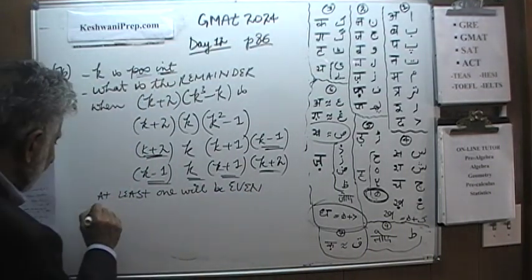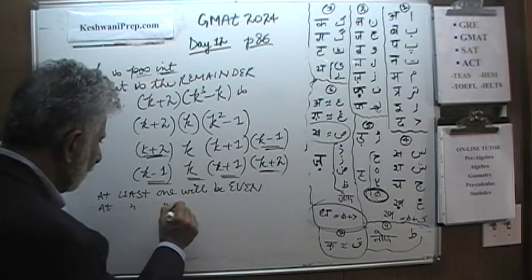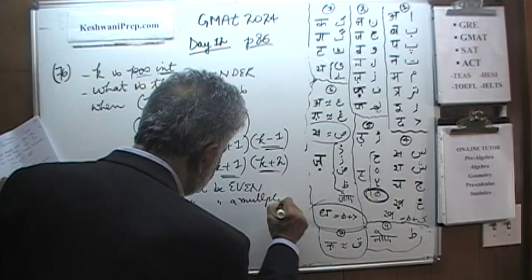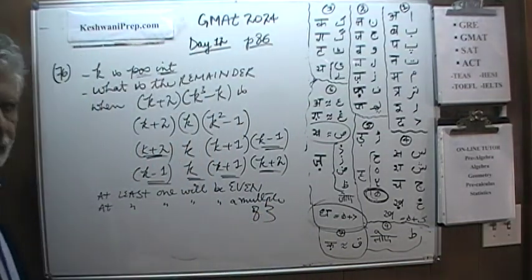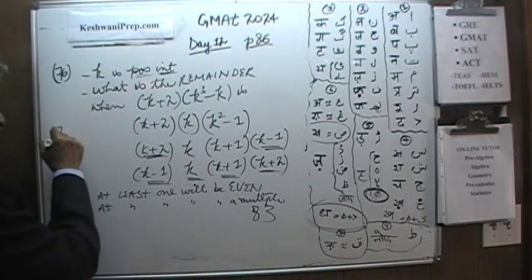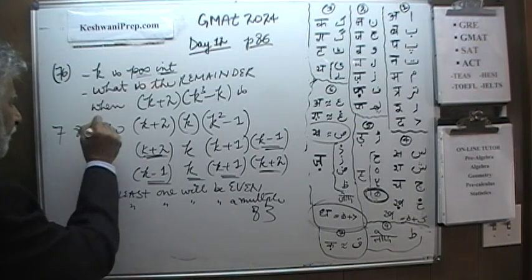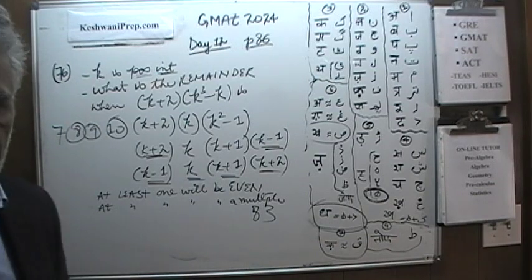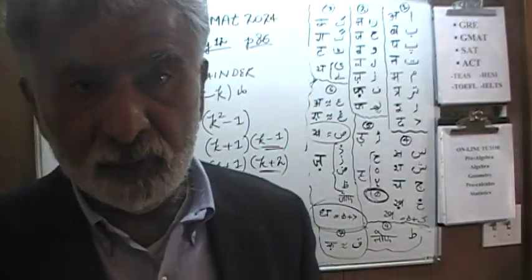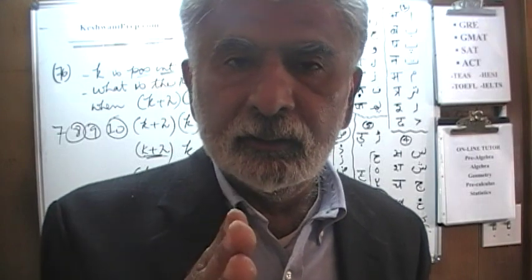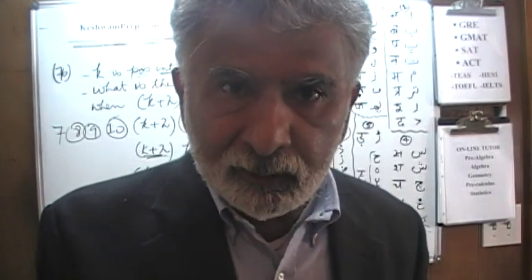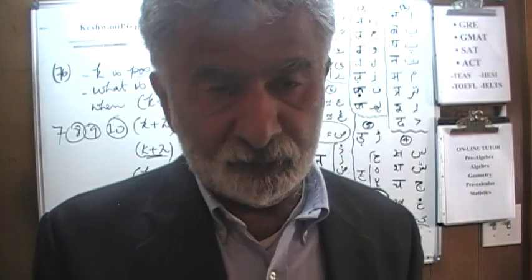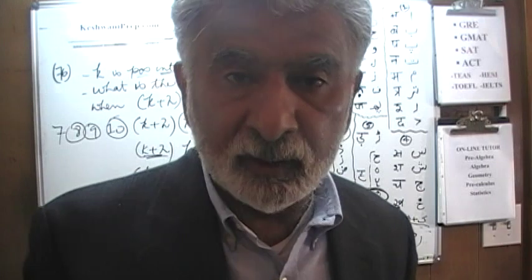And also, at least one will be a multiple of 3. For example, if we start with 7, 8, 9, and 10, there's a multiple of 3 right there, and there are even numbers right there. There will be at least one even number, that's a multiple of 2. There will be at least one number that's a multiple of 3, because you have 4 numbers and every third one is going to be a multiple of 3.